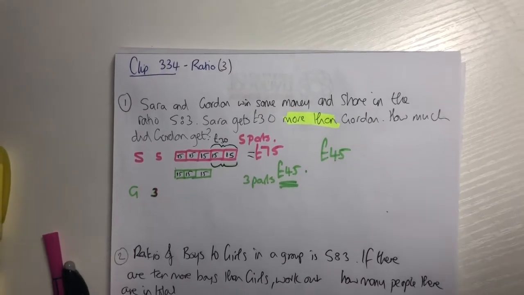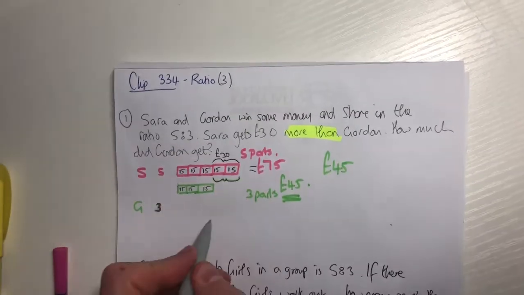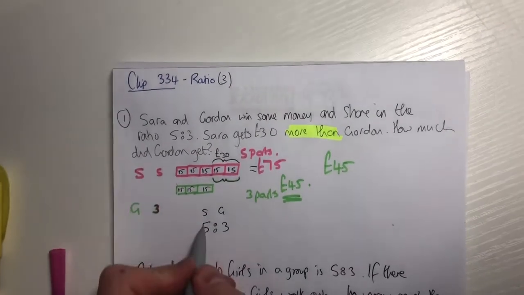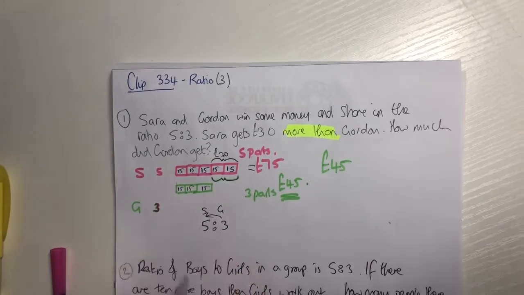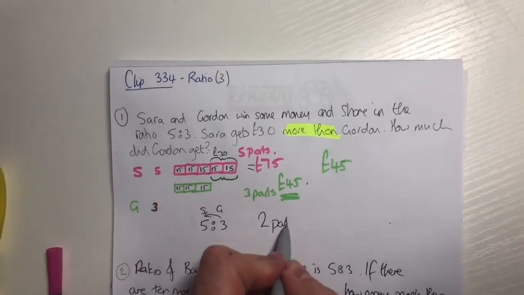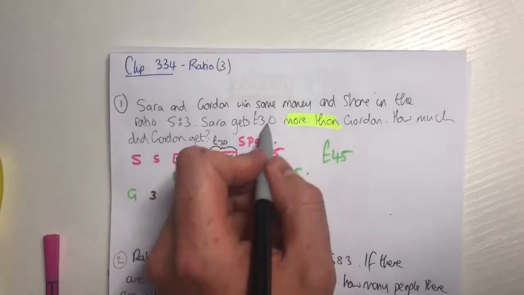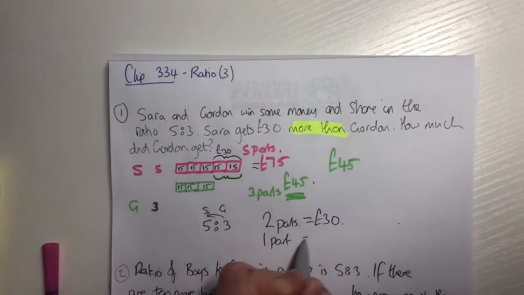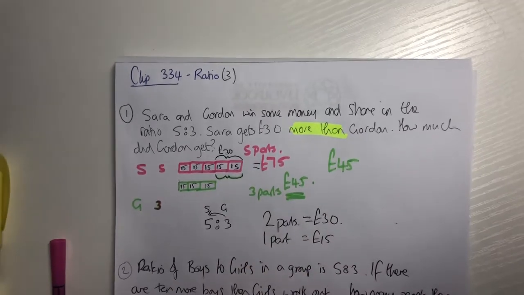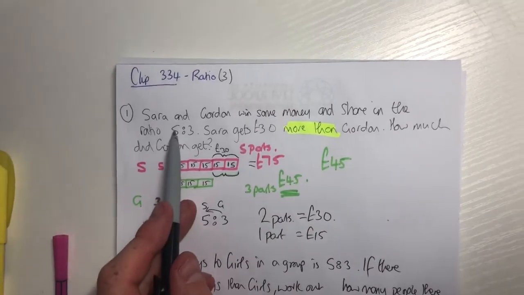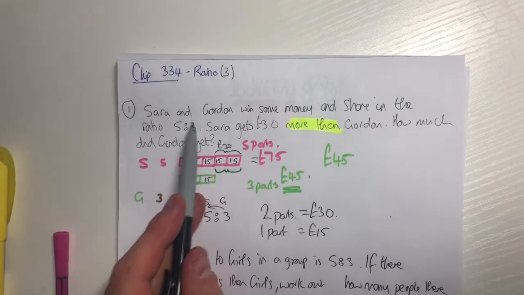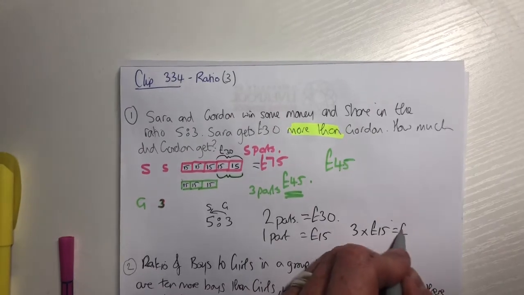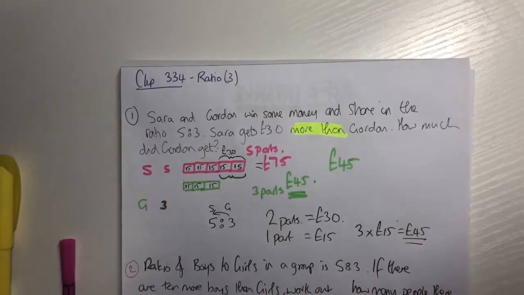Now, the other way of doing it is if you've got the ratio 5:3, that's Sarah, that's Gordon. How many more parts has Sarah got than Gordon? Well, that's 2 parts. So 2 parts more is equal to what it says there, which is £30. 1 part is therefore £15. And then Gordon has got, well, the first one's Sarah, the second one's Gordon. So Gordon's got 3 parts. 3 times 15 is £45. And we get the same answer.